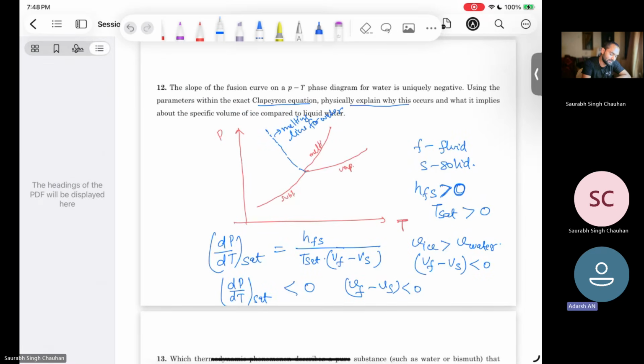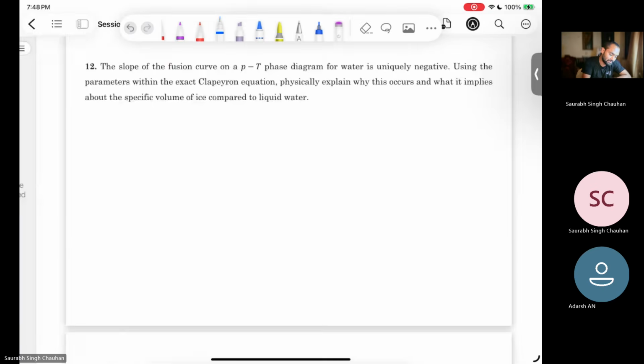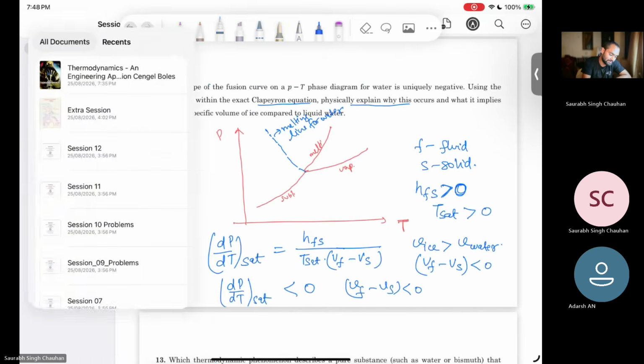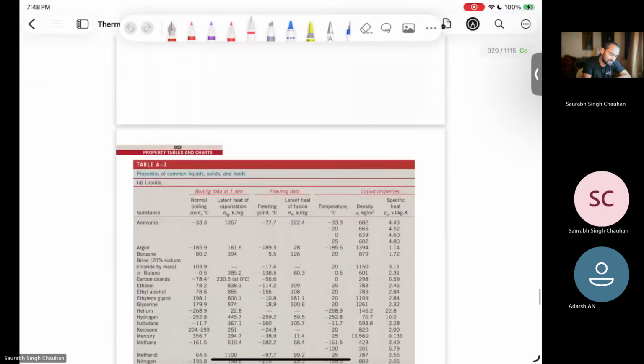So for water also we had some diagrams in that book. If you go through those diagrams, I think then it will be clear. For water also we had a certain diagram, no?